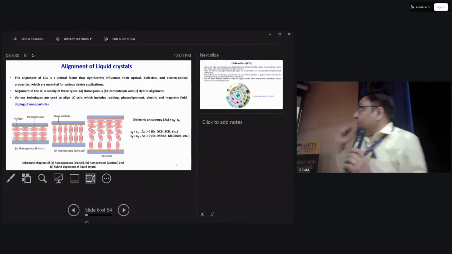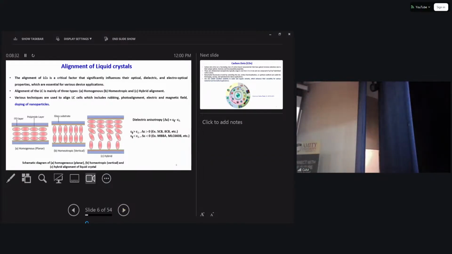Now this is the main part of the story for today's talk. This is called alignment of liquid crystal. This is one of the key parameters whenever we talk about devices based on liquid crystal materials, because without alignment they are not useful. So what are those alignments basically? How to achieve them? There are three categories.